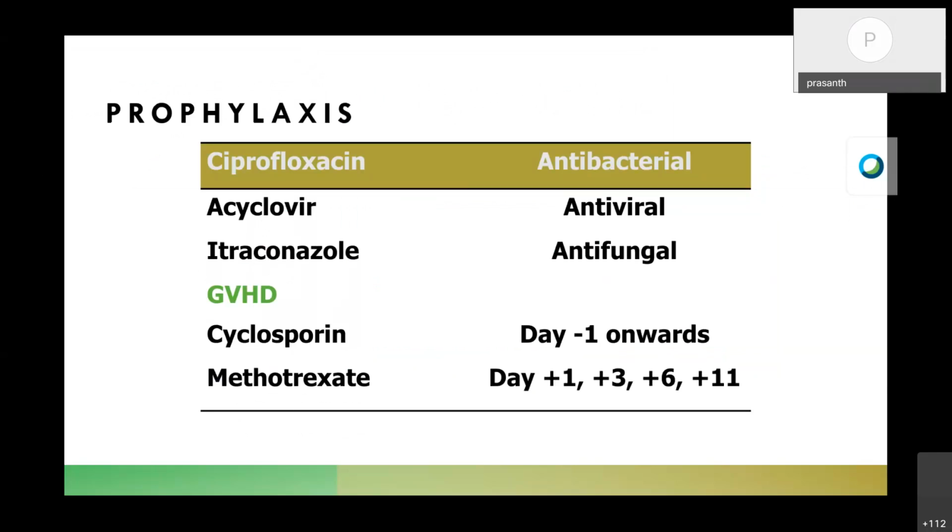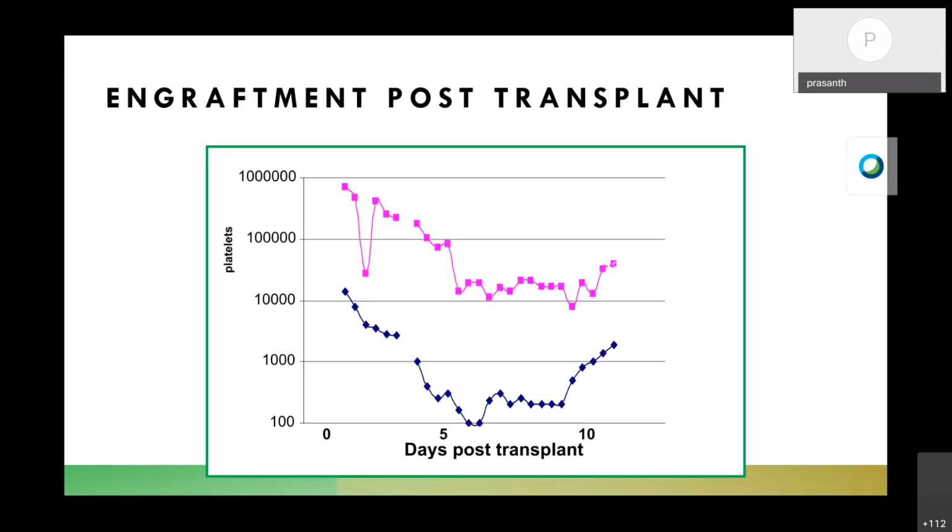Generally, these patients receive prophylaxis for bacterial and viral infections during the transplant process, and they also receive prophylaxis to prevent graft versus host disease in the form of immunosuppression. The commonest immunosuppression used in the post transplant period is cyclosporine and methotrexate for allogenic transplant. You don't need this in an autologous transplant because there is no immune component really there.